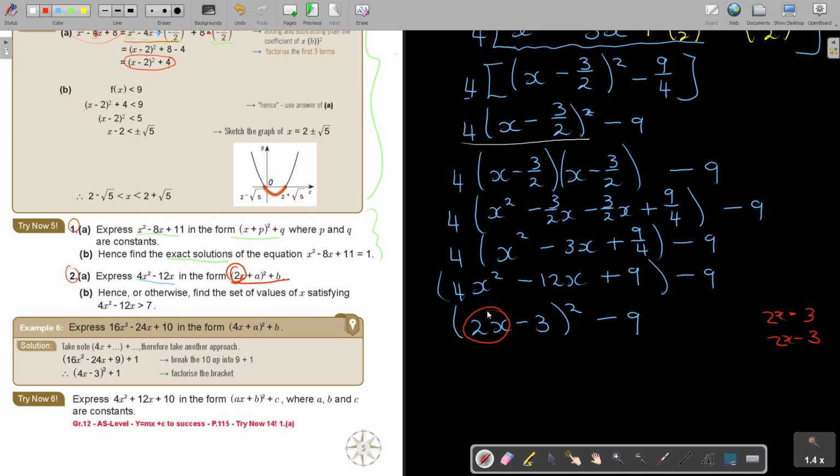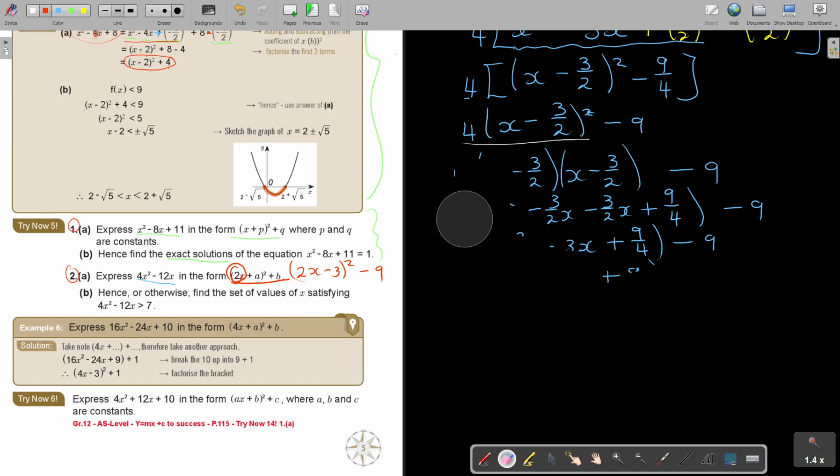Hence or otherwise, find the set of values that satisfied this equation. Now, let's just go to number B. I'm just going to make space again. I just have to remember this. I'm just going to write the answer down here. It's 2x minus 3. Of course, I'm going to clean now. Maybe I need this.